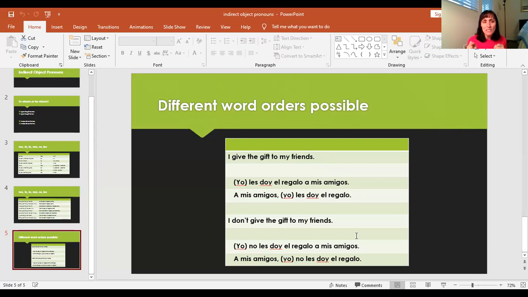So don't give up. I know it's a lot of pronouns, but they're really essential to being able to speak Spanish. And remember, if you do just 10 minutes a day, you're going to progress faster than if you only look at it for a couple hours once a week.